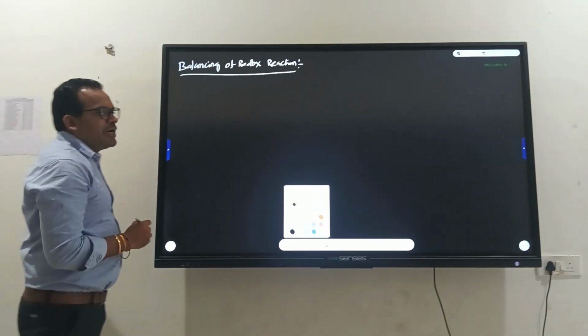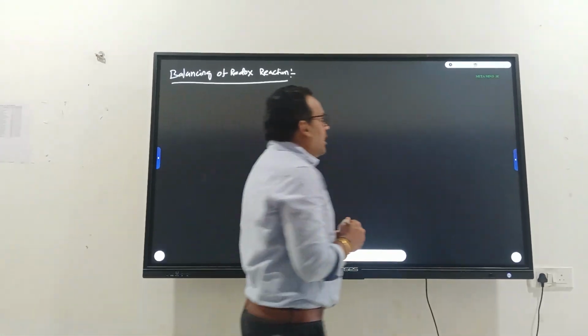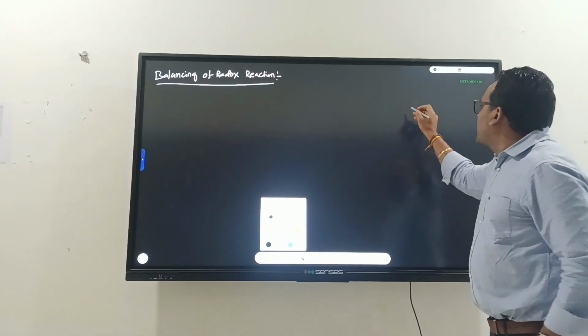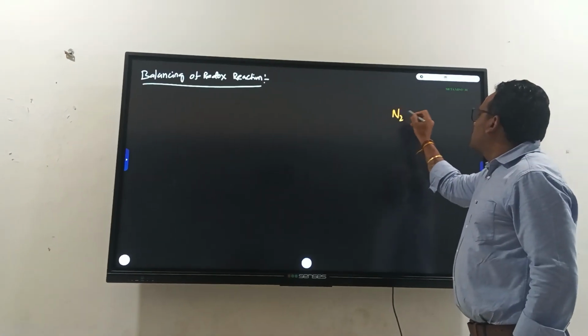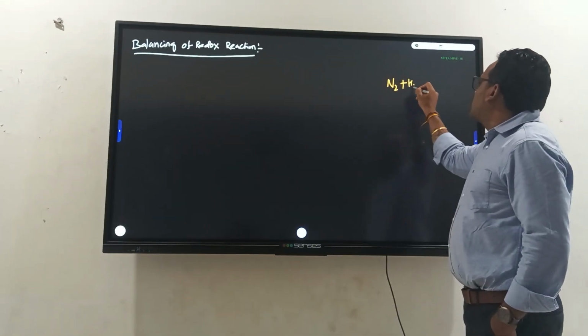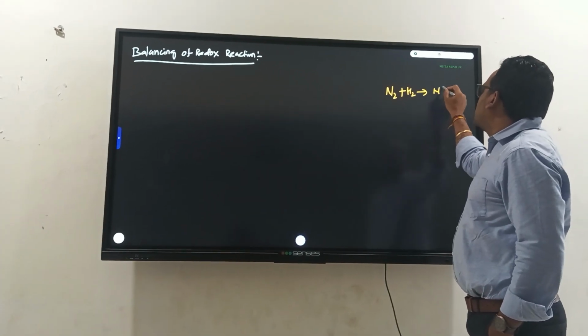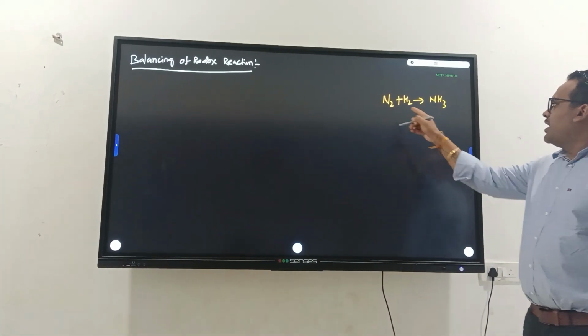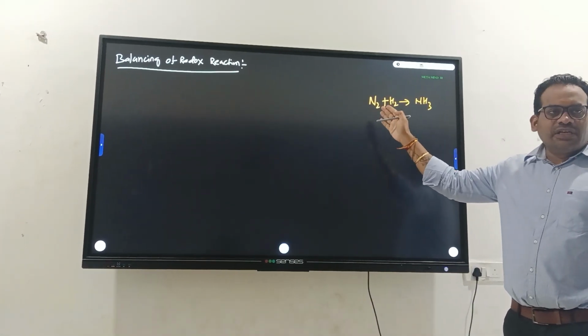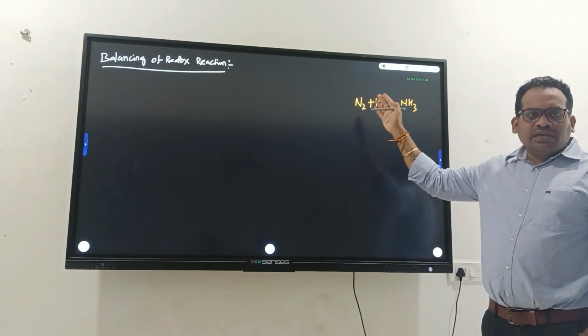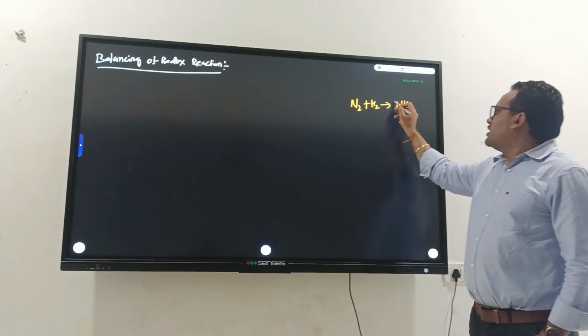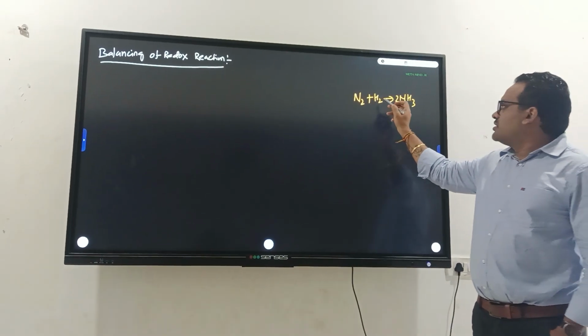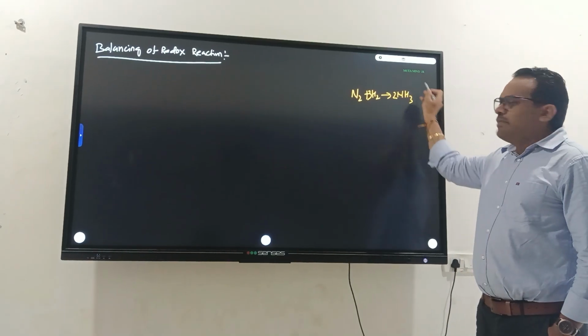Here, what is the first point, children? What is simple reaction balancing? Suppose I am taking N2 plus H2 gives rise to NH3. Here, how will we balance this one, children? First you have to balance the nitrogens and second you have to balance the hydrogens. So this is a simple reaction balancing.